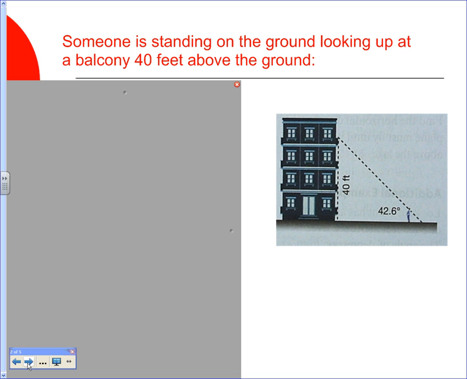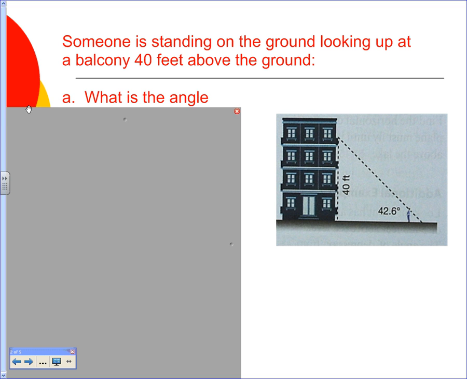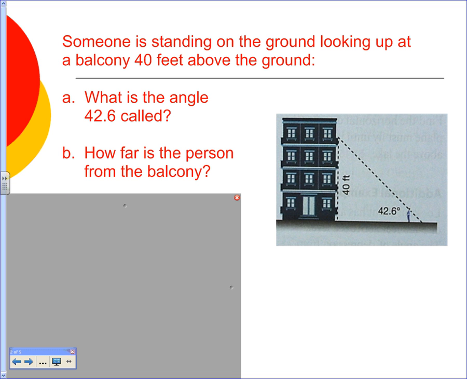So someone is standing on the ground looking up at a balcony 40 feet above the ground. Sometimes they'll give you the picture, sometimes they won't. It just depends on what mood they're in, really. What is the angle 42.6 called? Why is it angle of elevation? He's looking up. Okay. How far is the person from the balcony? Figure it out.